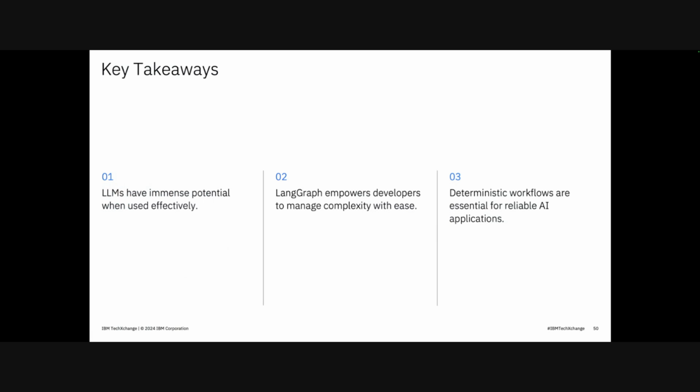Some of the key takeaways I want to get from this presentation and this session are that LLMs have really immense potential as long as you use them effectively and correctly. LangGraph really will empower us as developers to manage the complexity needed to do really cool stuff with LLMs and to do it with ease. And you really need to code things in such a way that it's very deterministic so that your workflows make sense, work well, and continue to work well, especially as you start adopting new models, tweaking your code, and enhancing your graphs and your features.